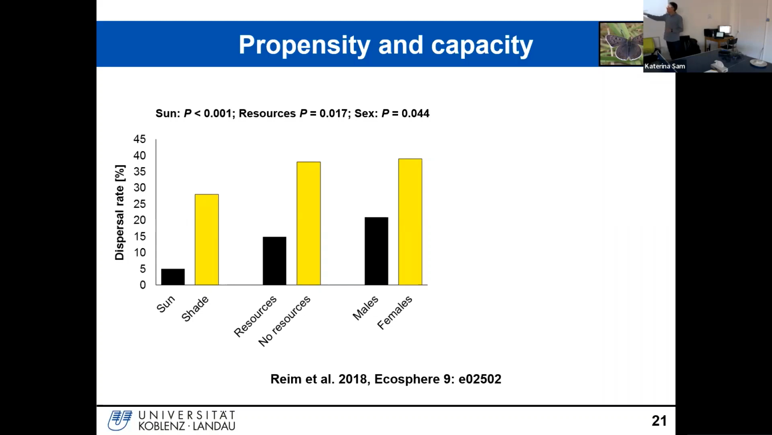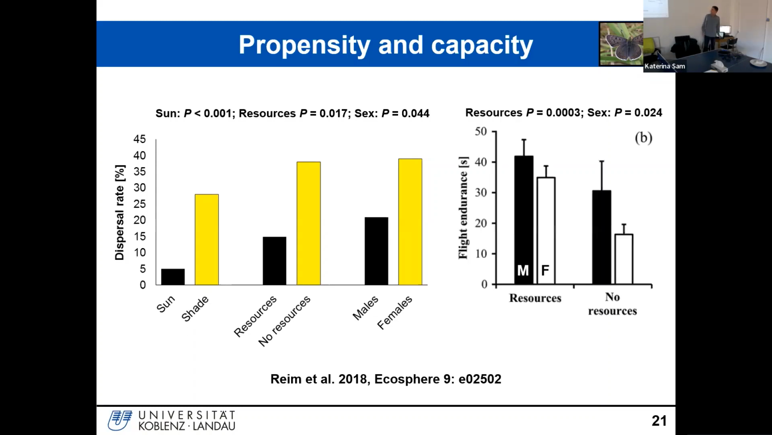We saw a much higher dispersal rate in the shady cages, which is actually very interesting. On the one hand, it's sort of expected: no good conditions, they should leave. On the other hand, shade does, of course, reduce butterfly activity. And this tells you this is not just random dispersal, that it was an active decision to leave. With no resources, much higher dispersal propensity, and again, the females are more dispersive than the males. This is straightforward, right? This is what you would expect.